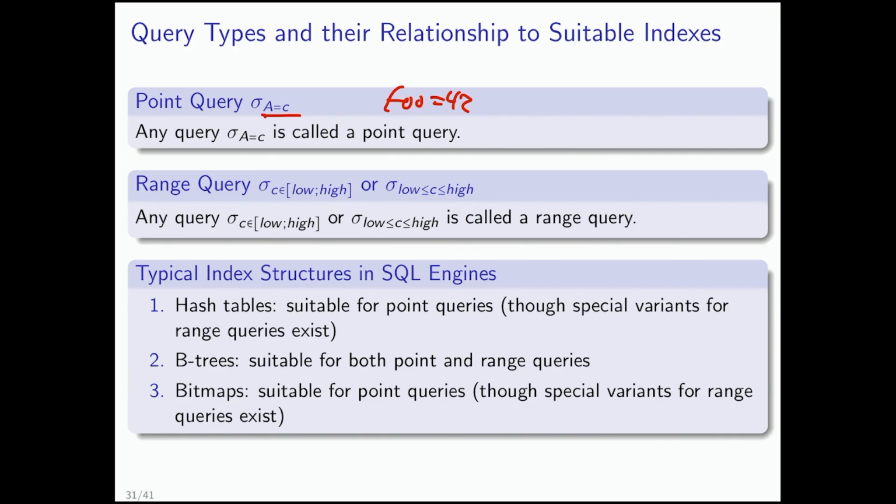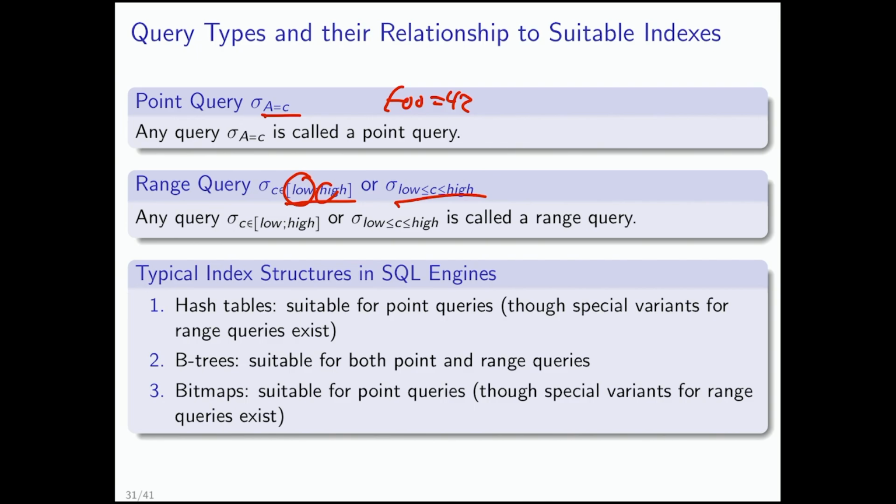In contrast, a range query specifies an interval. So you say something like that: the value I'm interested in should be in the range from low to high. Or you could also write it like this, which looks more like how you would write it in SQL: low smaller equals C, smaller equals high.